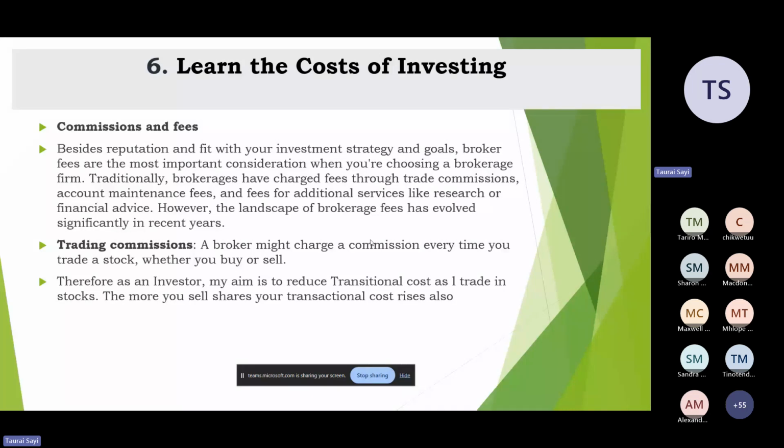Trade commissions: a broker might charge a commission every time you trade a stock, whether you buy or sell. Therefore, as an investor, my aim is to reduce transactional costs as I trade in stocks. The more you sell shares, the more transaction costs arise. So sometimes it may not be advisable to sell your shares when there is a slight increase in price at a premium. It would be better for you to hold them and sell them at a later stage so that you reduce transactional costs.